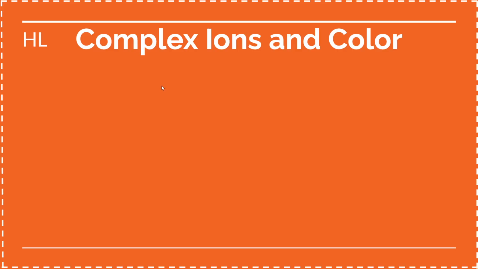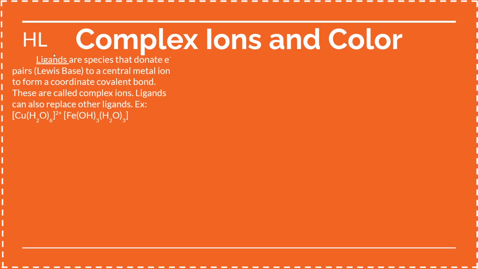So now we're going to talk about complex ions and colored compounds, or color. Ligands are species that donate electron pairs, acting as Lewis bases, to a central metal ion to form a coordinate covalent bond. These are called complex ions. Ligands can also replace other ligands. An example of a complex ion is Cu(H2O)6, which is a 2+ ion. Now, complex ions can also just be complex compounds. We have a transition metal ion connected to these two ligands, and they form a neutral compound.